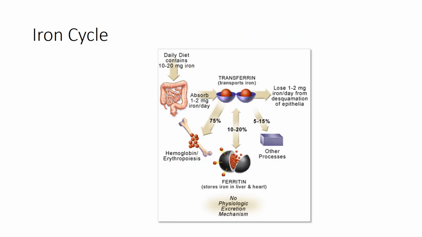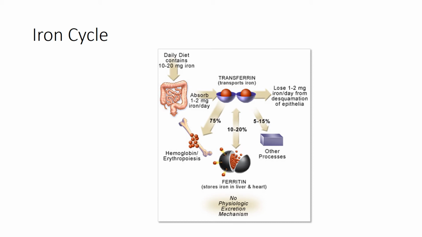Let's go a little bit deeper and review the normal iron cycle. When an individual eats foods high in iron, the iron is absorbed primarily in the duodenum and the proximal jejunum. It is transported in the plasma by the protein transferrin. A majority of the transferrin takes the iron to the red blood cells, where the complex is allowed through the receptor of a red blood cell.